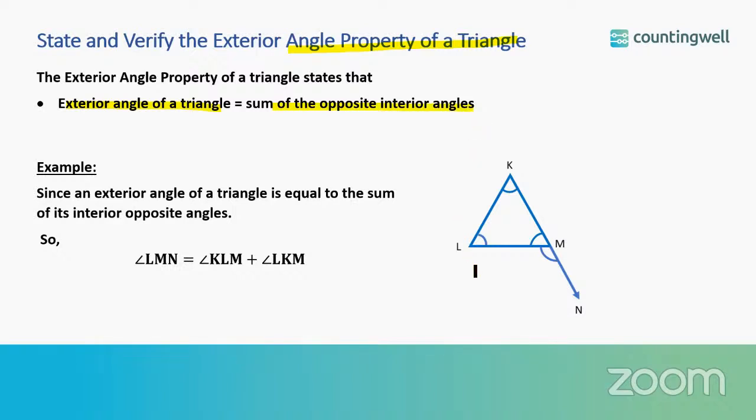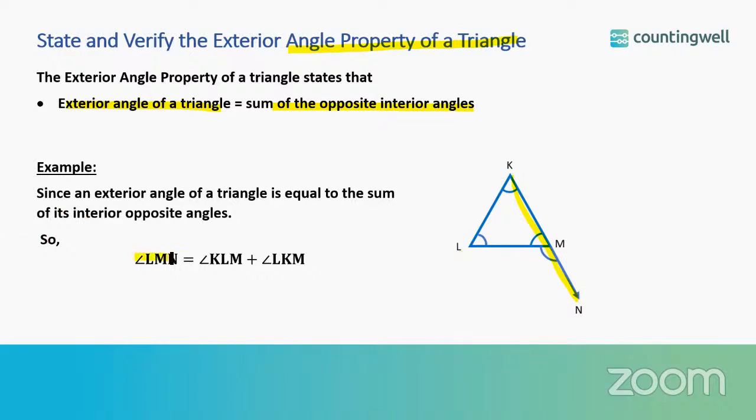So let me show you what is the exterior angle of triangle KLM. Here you can see we have a triangle KLM and KM is extended to the point N, correct? Or we can say we have a ray KN here. So KN is a ray which is extended part of the side KM of the triangle KLM. So exterior angle is nothing but here angle LMN.